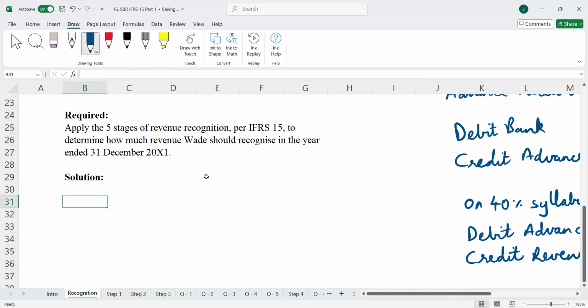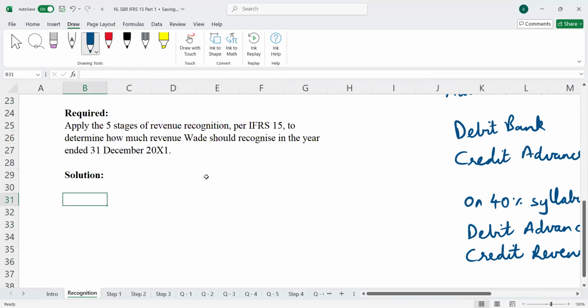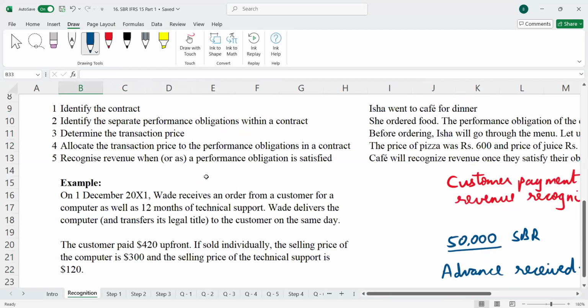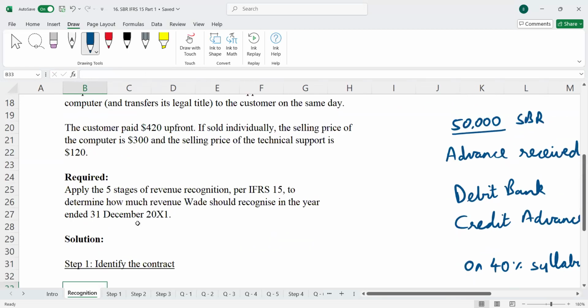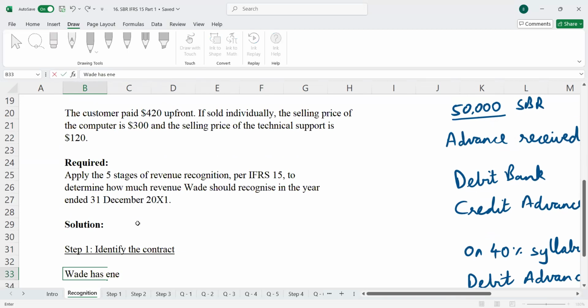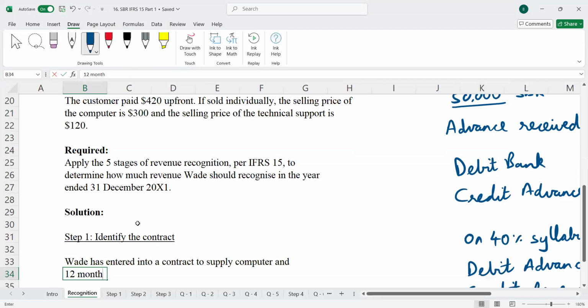Now, how do we recognize revenue? Okay, now they are saying, sorry, apply the 5 stages. So what is my step one? With the customer, or I'll just simply write identify the contract. So can I say Wade has entered into a contract from a customer to supply computer as well as 12 months of technical support. So Wade has entered into a contract to supply computer and 12-month technical support.